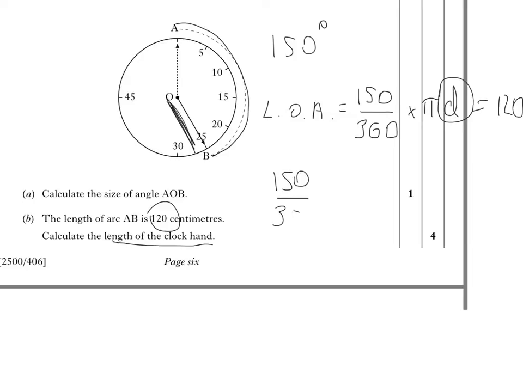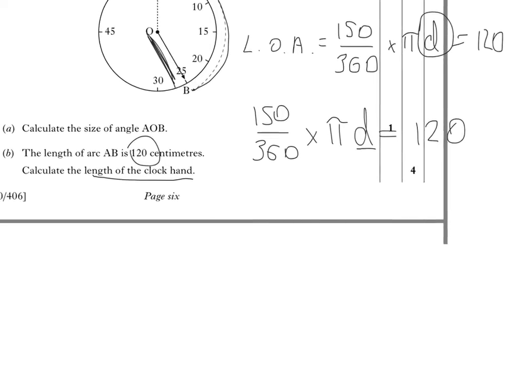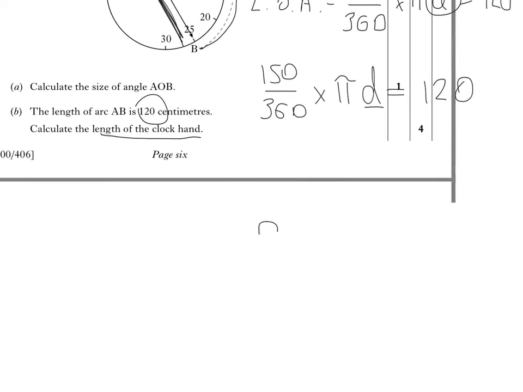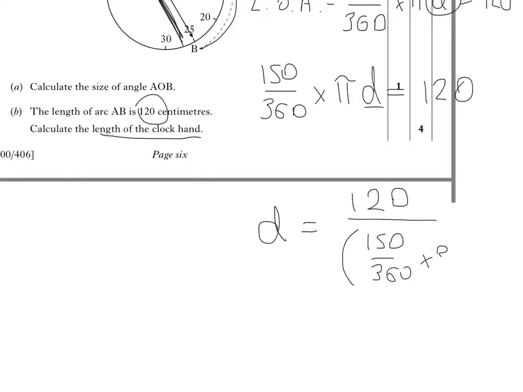So just write that out again and give myself a bit of space. 150 over 360 times pi d is equal to 120. Now what we're really doing is changing the subject of the formula to end up with d. So next what I'm going to do is write d is equal to 120 divided by 150 over 360 times 3.14, and just bring all that stuff down and divide.